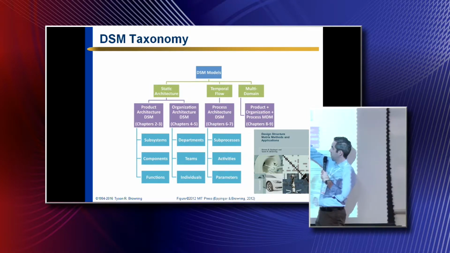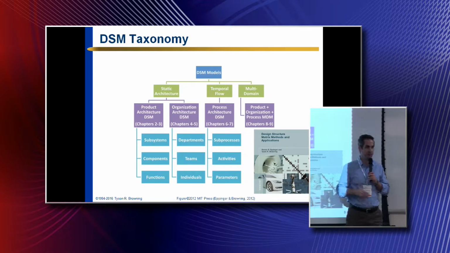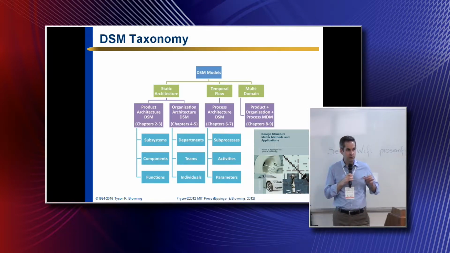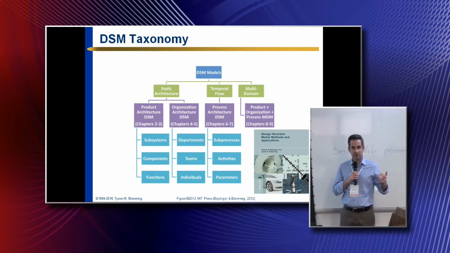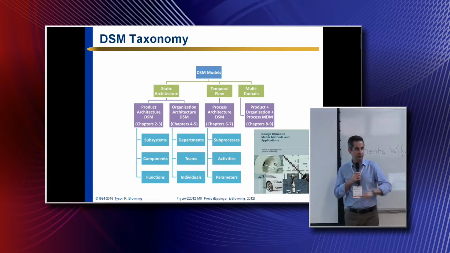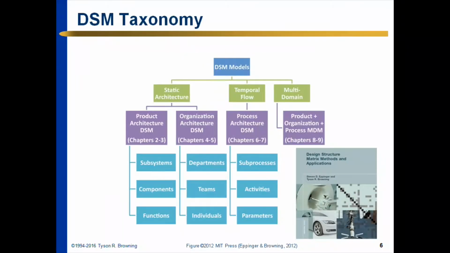Temporal DSMs, we assume a time relationship among the nodes in the system. Some nodes are what we would call upstream. Some nodes would be what we call downstream, like a process. All of them don't necessarily exist at the same time. Some happen before or after other nodes. So that's a temporal DSM.